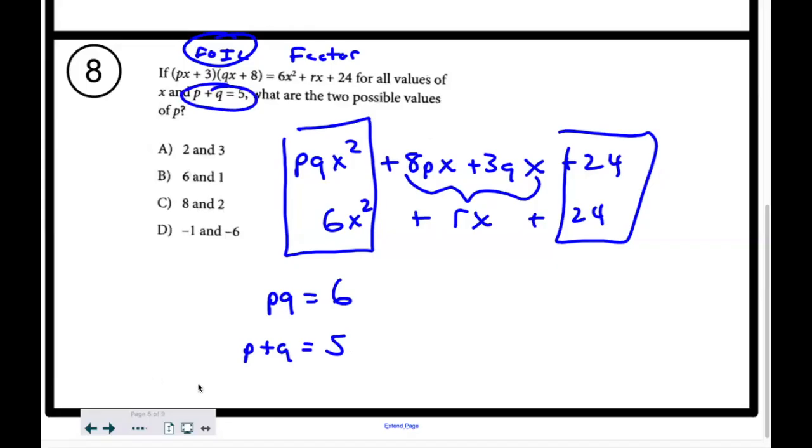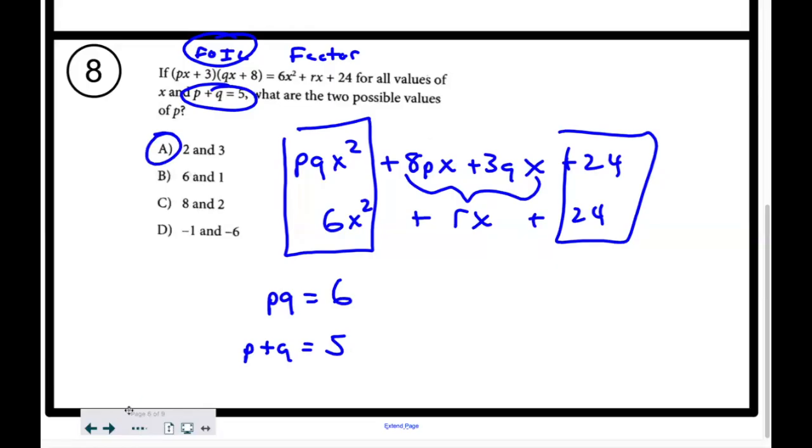So the reality is I didn't need the rest. I just wanted to go through generally how you attack these problems. But in this problem, all we really needed was this first relationship. So we're looking for two numbers that multiply to 6 and add to 5. That's going to be 2 and 3. And since it could be 2 and 3 or 3 and 2, then the value of P itself could be 2 or 3.